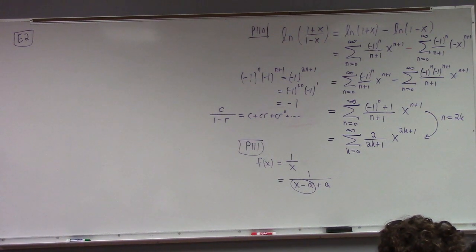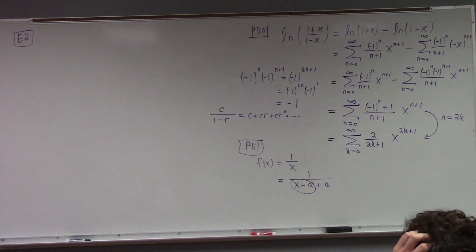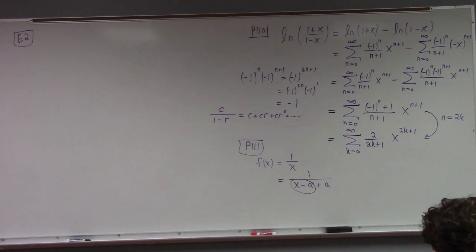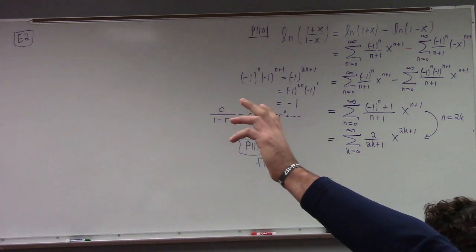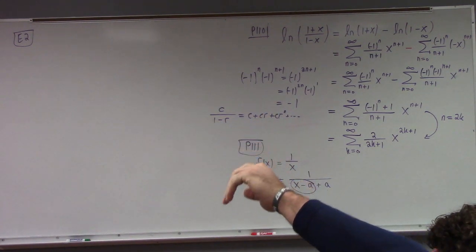What would you guys suggest we do? Factor what out? What's that? Factor an a out, right. Factor a out. And then you'll be able to see how to use the geometric series. So this is very similar to a problem I did in class before. But I think it was like 1 over 1 minus x that I started with, but the principle remains the same.